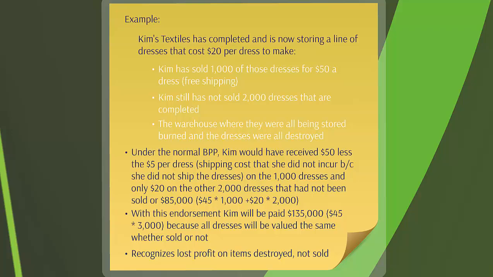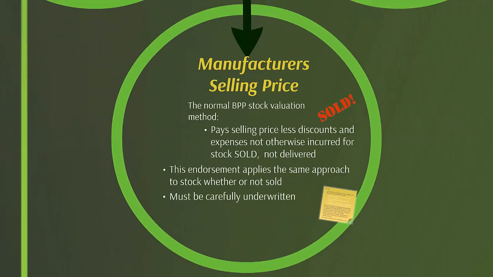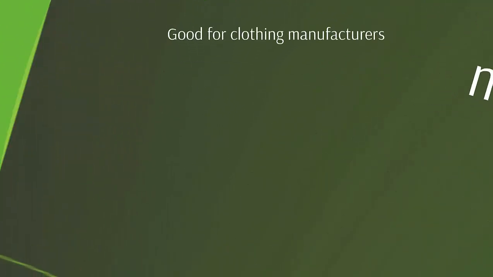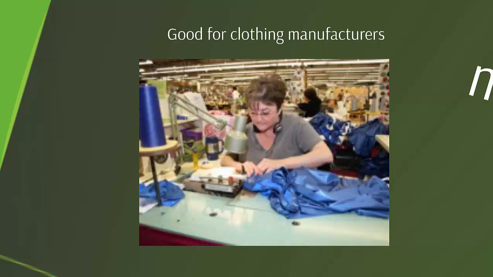It recognizes lost profit on items that were destroyed but not yet sold. From the insurer's standpoint, this must be carefully underwritten. The insurer has to make certain that this is different from business income coverage. In other words, if the insured has business income coverage, they have to make certain that the insured cannot collect for the same loss twice. It's especially good for, as in our example, clothing manufacturers.